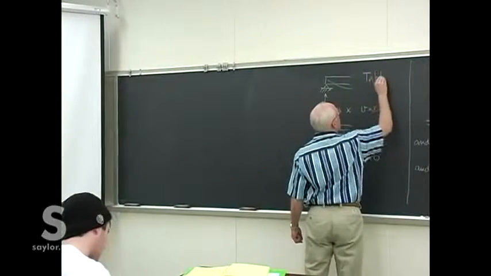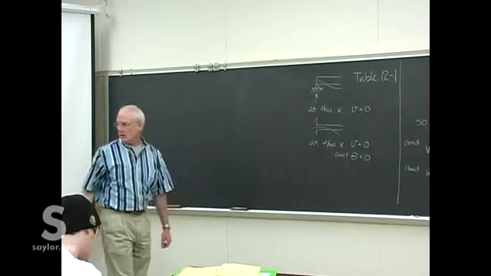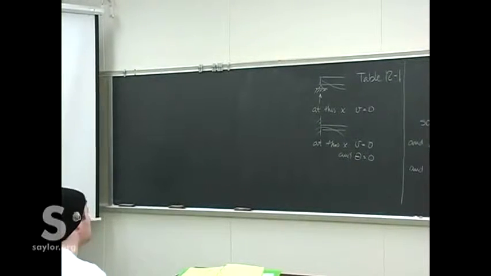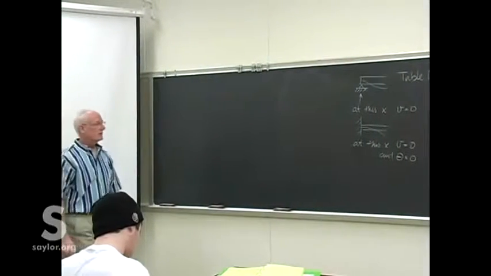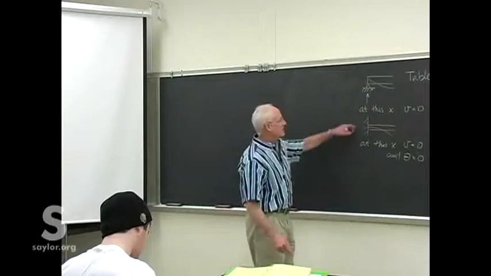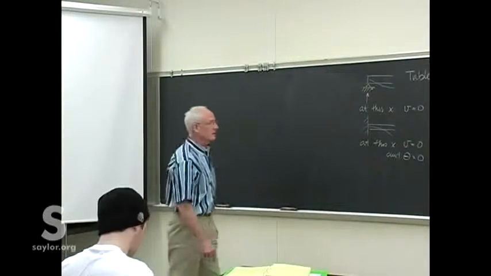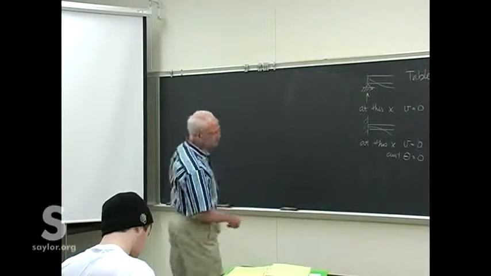In table 12.1 in your book are the other typical boundary conditions that we're going to need to solve these problems. As we go through these integrations, depending on how many we have to do, every time we integrate, we get one constant of integration. For every constant of integration, we need at least one boundary condition to solve for that constant, and we'll be able to then find the whole problem.